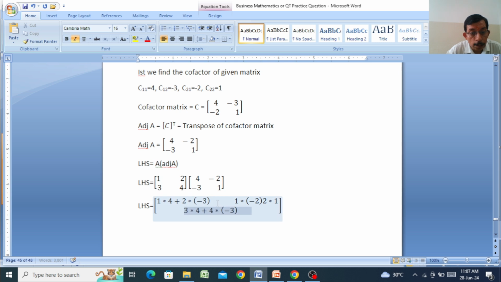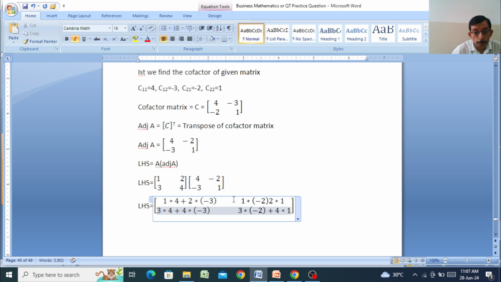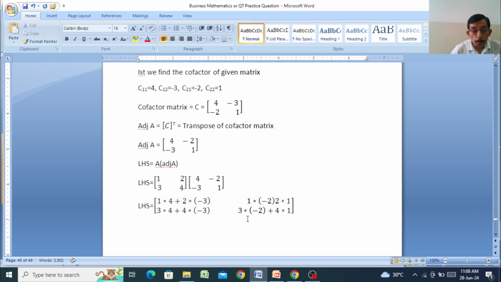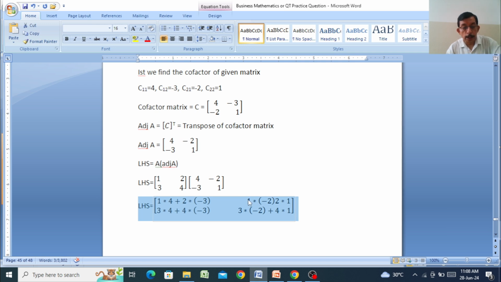Now comes the last element multiplication, second row, second column: 3 multiplied by -2 plus 4 multiplied by 1. These are the multiplications of two matrices. Now simplify in the next step.